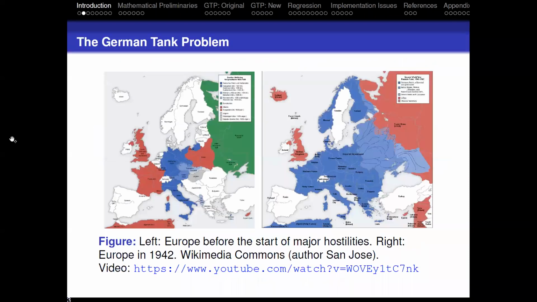All right. So as an introduction, this is a snapshot of what Europe looked like before the start of major hostilities in World War II and then in 1942. And you can click on the YouTube link at your leisure later and just see the expanding area controlled by the Axis powers. And so one of the reasons for their great success in the field was their masterful use of tank tactics. And so it became very important for the Allies to know how many tanks the Germans had, how many they had available, how many were deployed to various theaters.